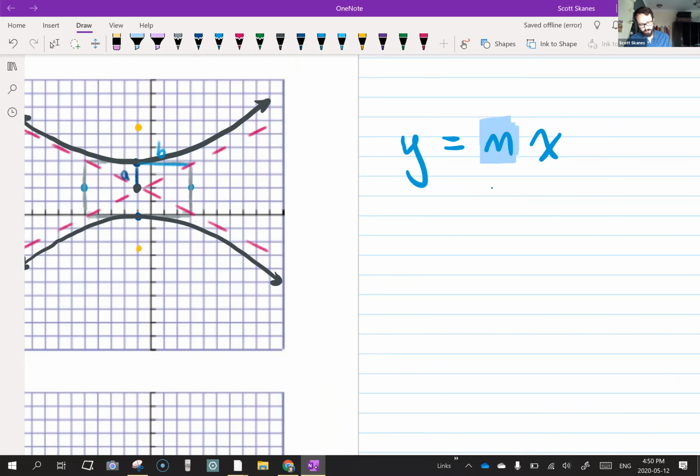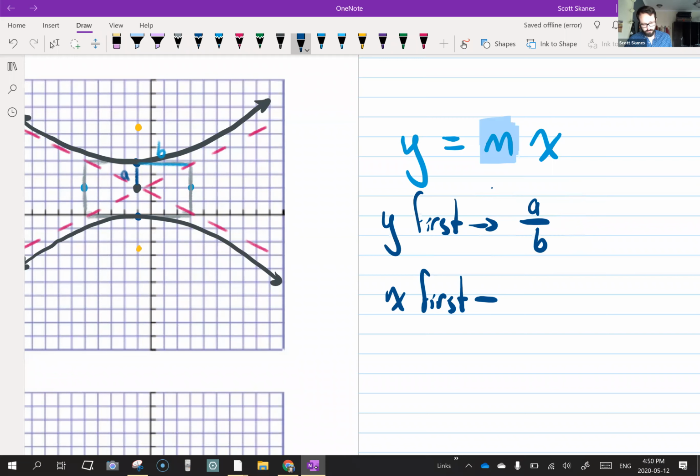So let me try to summarize it. If it's in Y first form, you use A over B. If it's X first form, you use B over A. But I don't like you to memorize things like that. I'm just writing it for you to remember and to think about. But really, if you understand it, you don't need to memorize as much.